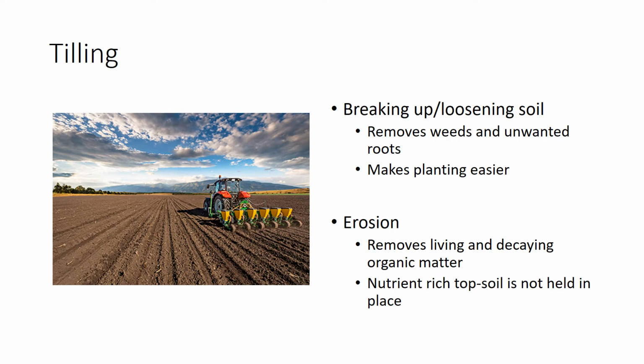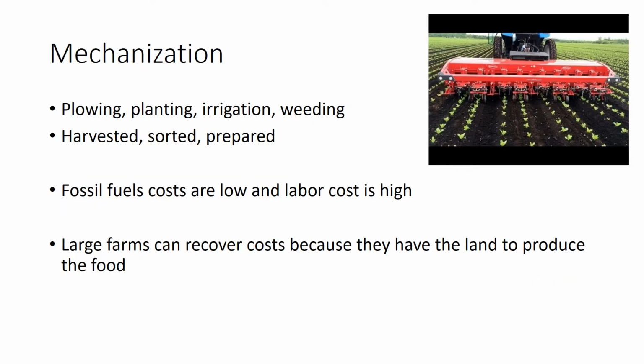Not to mention, just in general, you actually have loose soil, so it's just going to kind of come off through winter water. Tilling is done through mechanization, and one of the things we did in the Green Revolution is that we mechanized agriculture. So through plowing or planting, irrigating our crops, weeding our crops, whatever it may be, even harvesting, sorting, and preparing foods for sale, all of that has been mechanized.